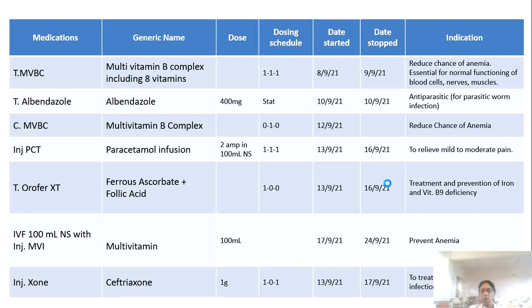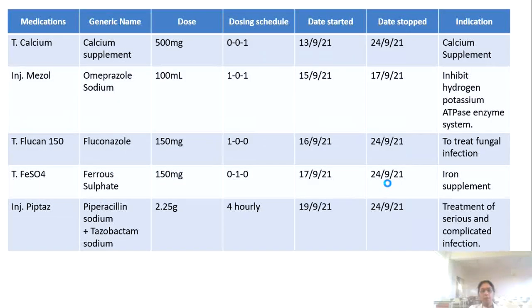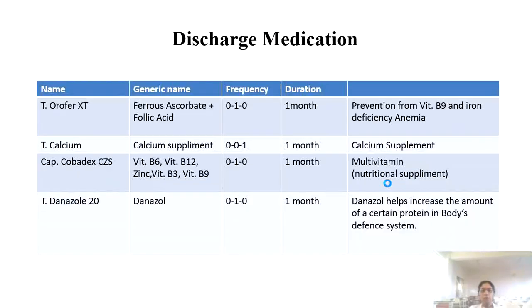Then ceftriaxone to treat and prevent bacterial infection. Then calcium supplement to treat the calcium deficiency. Omeprazole sodium to inhibit the hydrogen potassium ATPase enzyme system. Then fluconazole to treat fungal infection. Ferrous sulfate as iron supplement. Piperacillin sodium plus tazobactam sodium to treat serious and complicated bacterial infection.